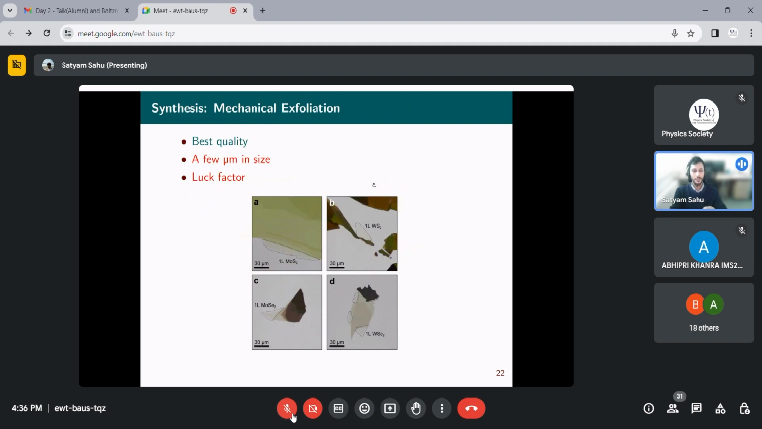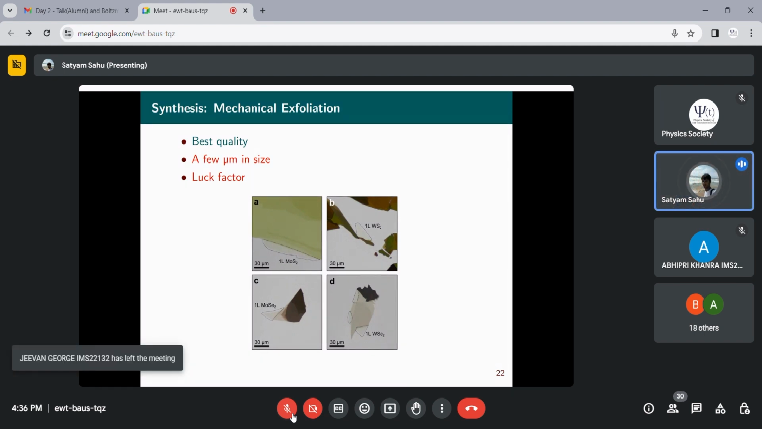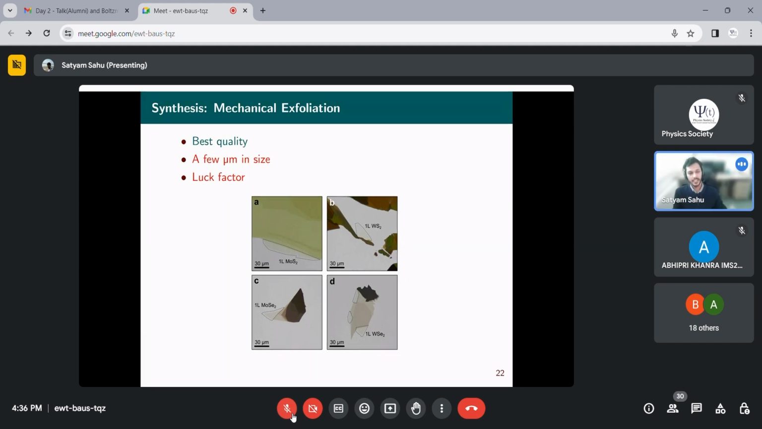So the advantage of this kind of technique is that it's easy, and you don't have to spend quite a lot of money making machinery for this. You just need a tape and some crystal, and then you can play around with it. Another important thing about this technique is that the flakes you get from mechanical exfoliation are considered the best, because they don't have any defects or other things.